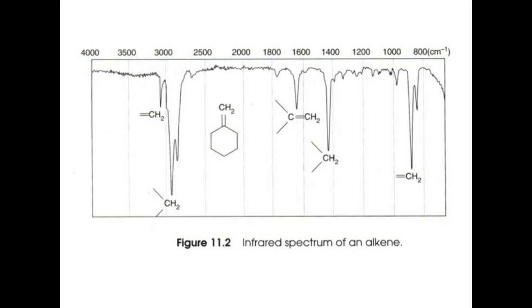Alright, let's take a look at more examples of infrared spectra of different compounds. We have this IR spectrum. We've seen it before. It's the IR spectrum of the alkene with a 6-membered ring. There are a number of other features that I want to point out with respect to this spectrum.